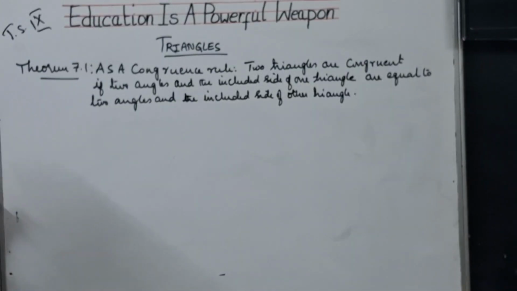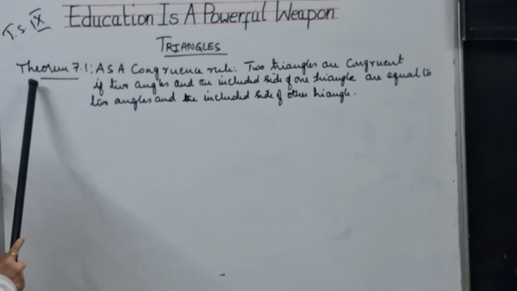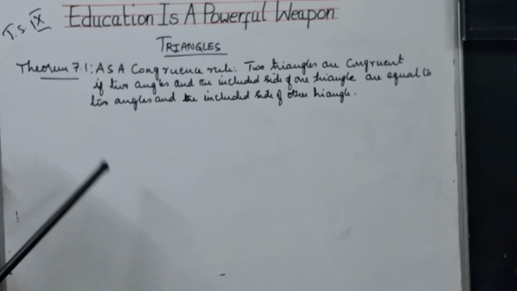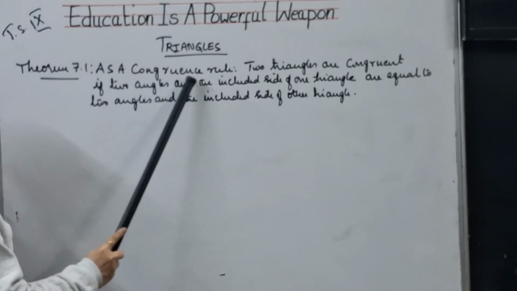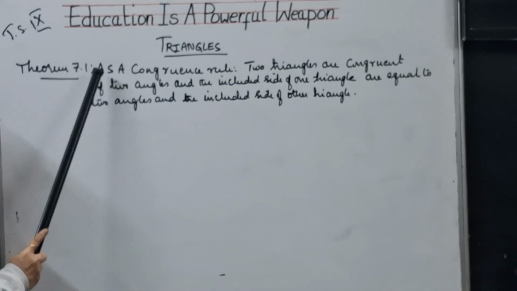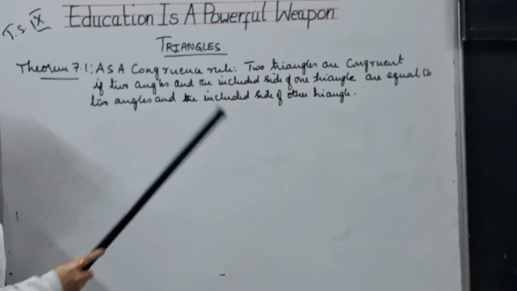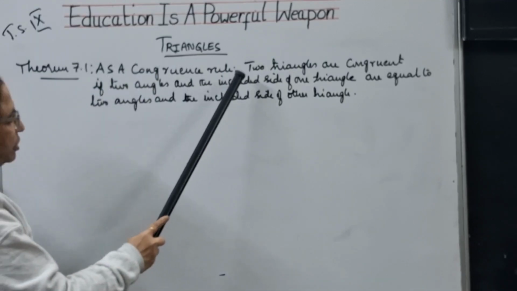Now I am dealing with 9th class maths, triangles. In this we are going to do theorem 7.1. What does this theorem say? It is the ASA congruence rule, angle side angle congruence rule. So what does the statement say?